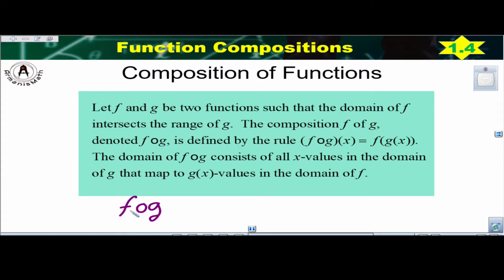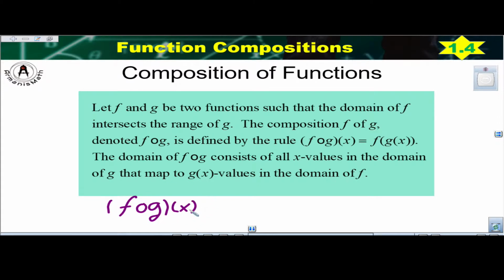This is the first one, f of g. It's f, and then there's a little open circle. It's not an O. It's not a 0. It's just a little open circle. And make sure it's open, because if it's closed, then you might confuse it with multiplying. So it's a little open circle, and it's read as f of g of x. F of g of x.